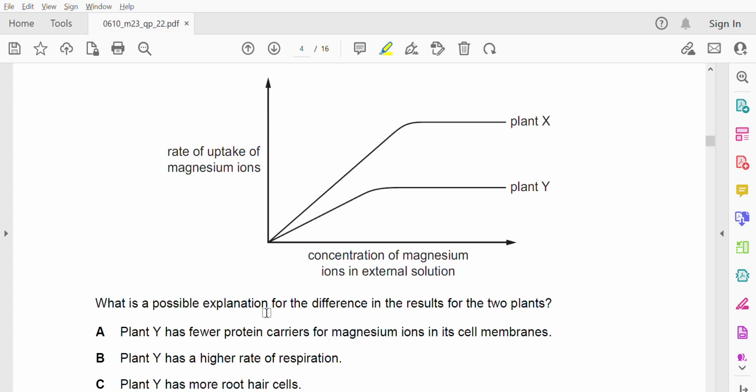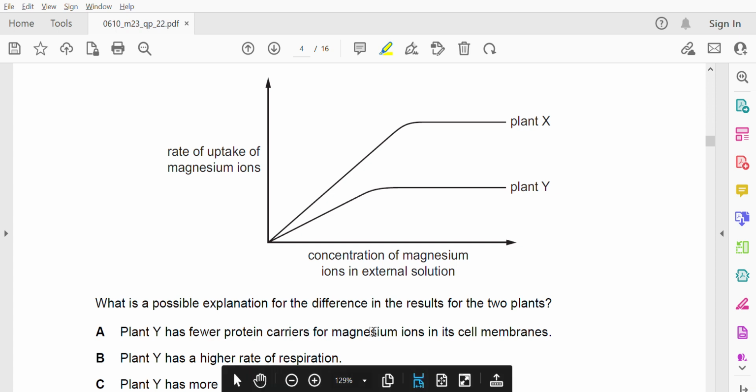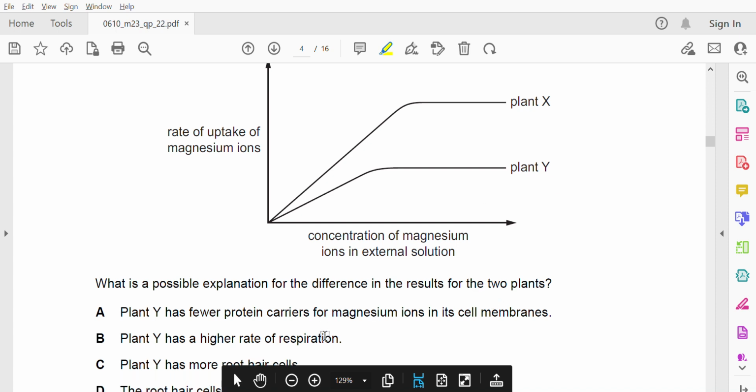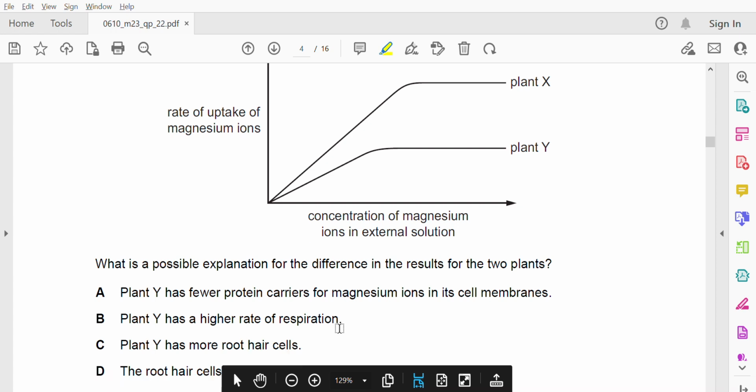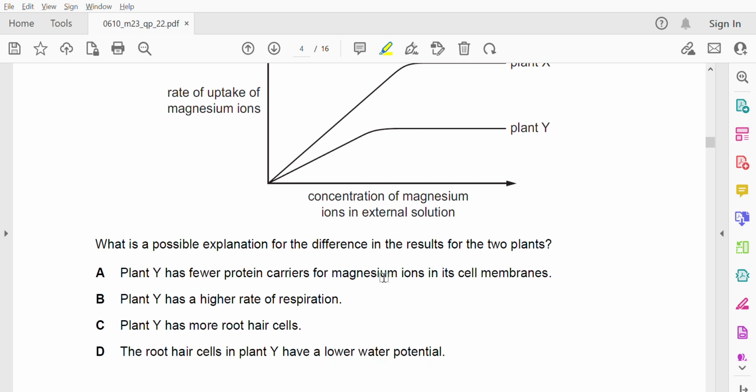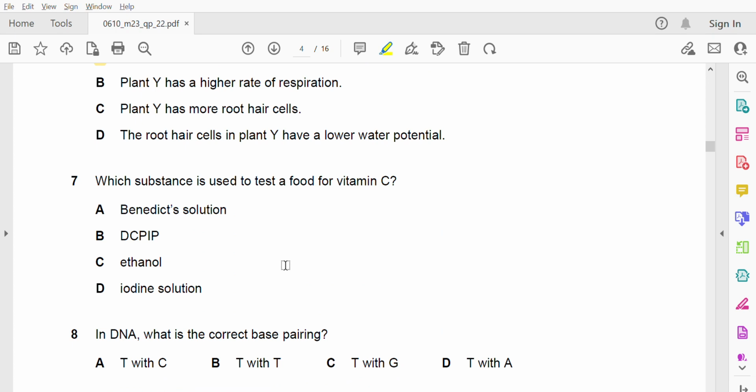Plant Y has few protein carriers for magnesium ions in its cell membranes. Now that is a correct statement. Plant Y has a higher rate of respiration. Now that has nothing to do with the uptake. Plant Y has more root hair cells. Again, that does not matter. And D, the root hair cells in plant Y have a lower water potential. It does not matter because it's transported by active transport. So our correct answer for 6 is going to be A. Moving on to question number 7.